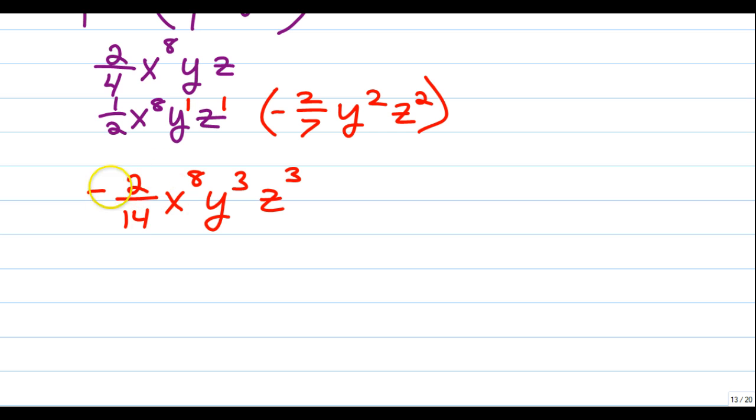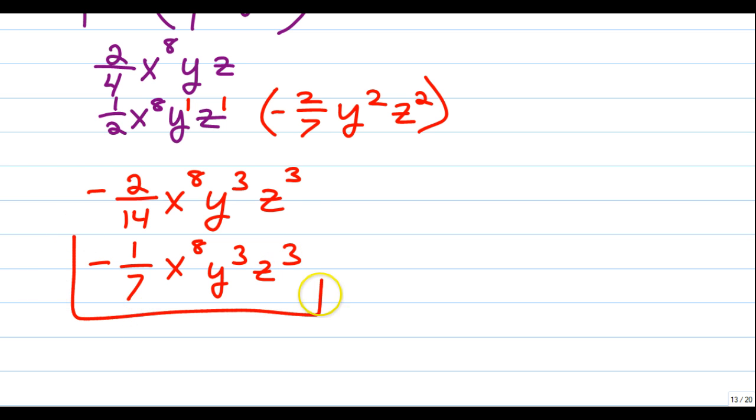Again, I'm not quite done because I want to go ahead and reduce this fraction. Again, I can divide a 2 in the numerator and the denominator. So I keep the negative sign. A 2 into 2 leaves me with a 1. A 2 divided into 14 gives me 7. Then just carry down the variables as is. And there's my final answer.